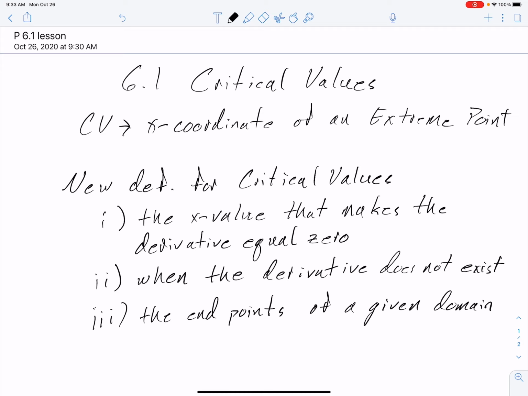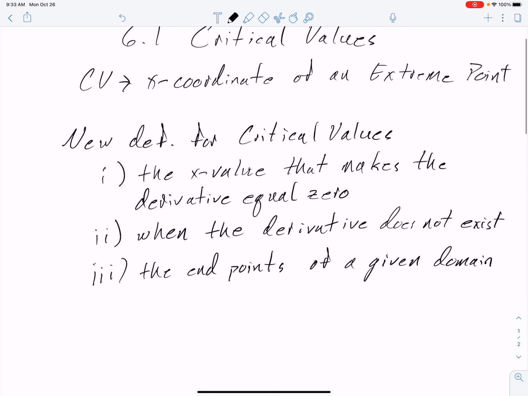Now, what this new definition does is it doesn't guarantee that when we have a critical value, we have an extreme point, since this new definition doesn't always lead to an extreme point. It does a lot of the times, but not always. So let's take a look at an example.